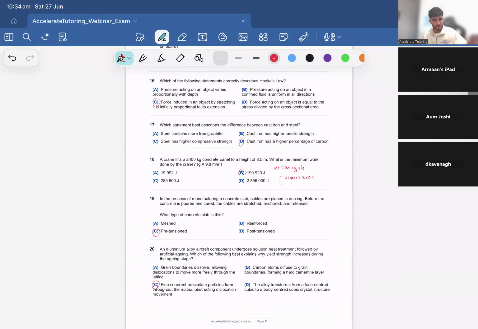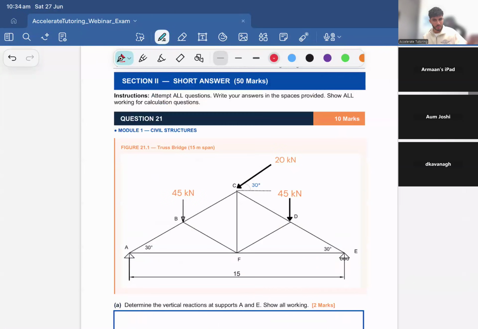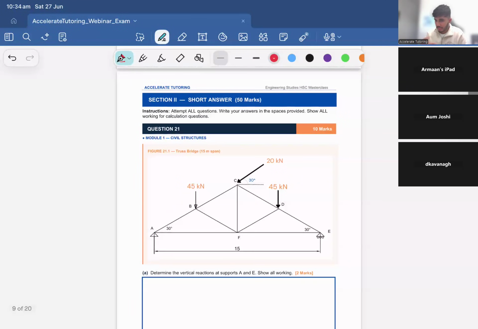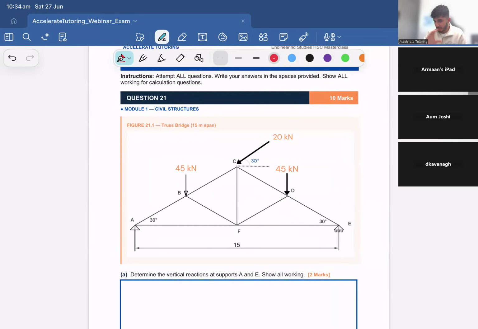Hopefully everything made sense. No questions with that whatsoever. Since we did that quick, we can jump straight into our short answer section. Actually, I'll give you guys all a 1 minute break. If you want to go to the toilet real quick, go ahead. We'll resume back in about 1 minute's time. In the meantime, you guys can chuck in any questions you might have about the multiple choice. Otherwise, in a minute's time, we'll start with the short answer.